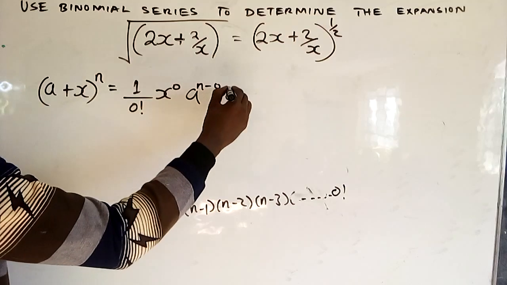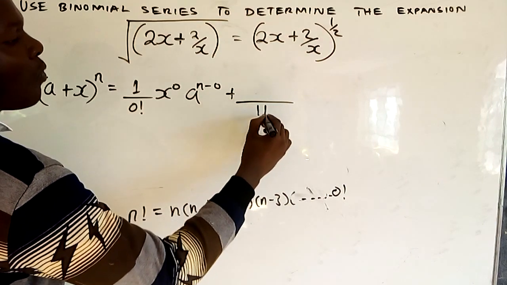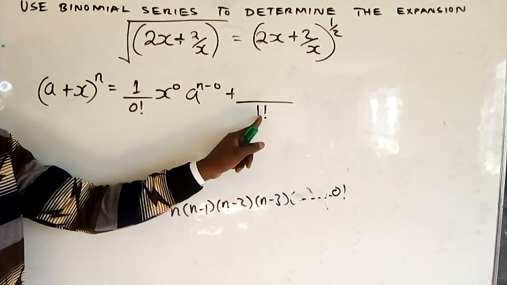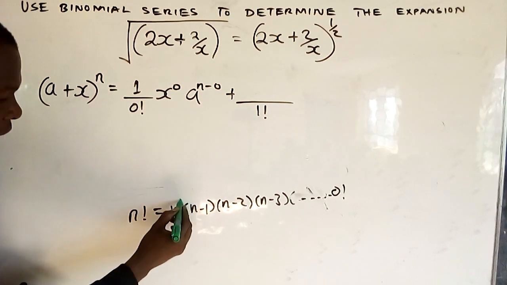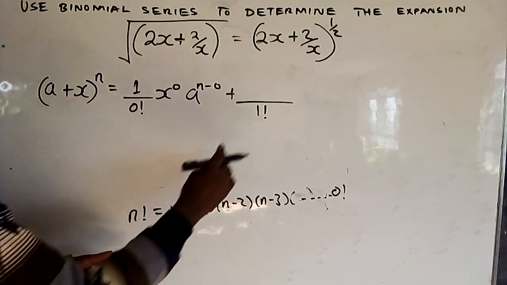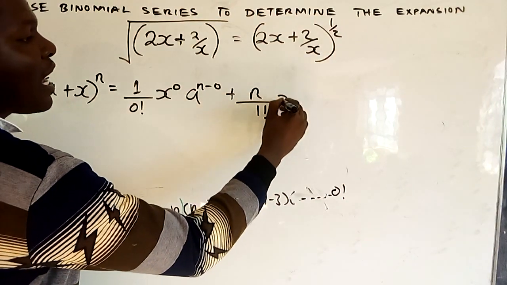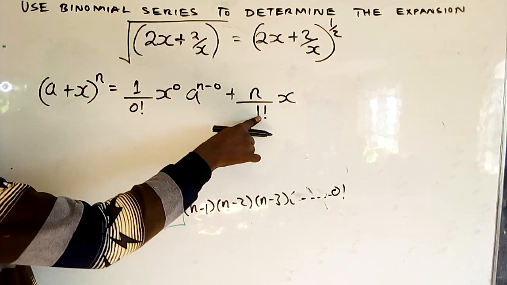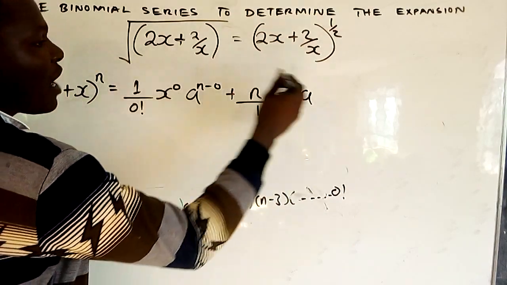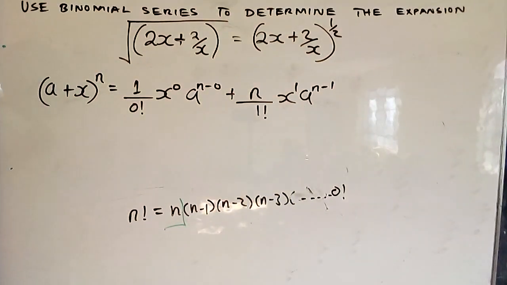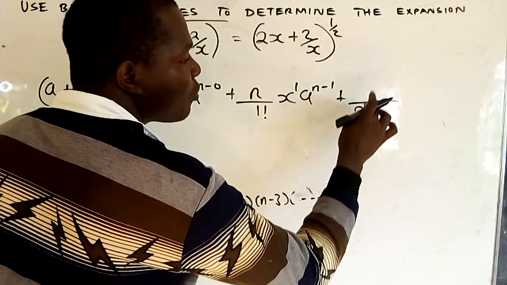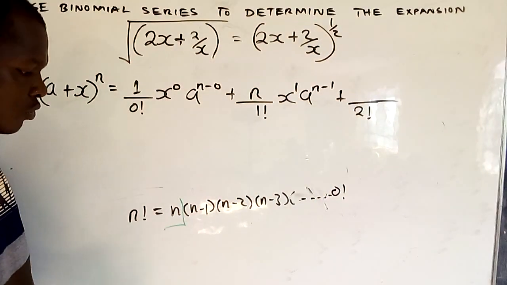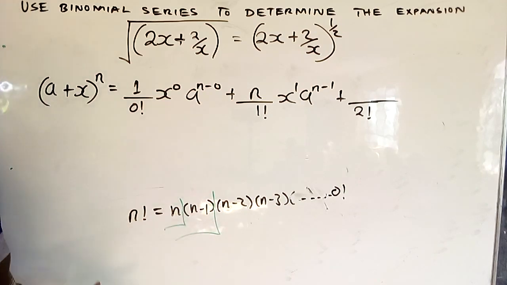The second one, plus, when you have 1 factorial, from 0 factorial we move to 1 factorial, isn't it? 1 factorial means there's 1 term in the numerator, isn't it? And that 1 term is n. Then our x is raised to power this one, isn't it? Then it means a will now be the power n minus 1, isn't it? Are we together? Yes. You move on. After 1 factorial we move to 2 factorial. 2 factorial means there are 2 terms in the numerator, isn't it? So what are those 2 terms? 1, 2, isn't it? Yes.